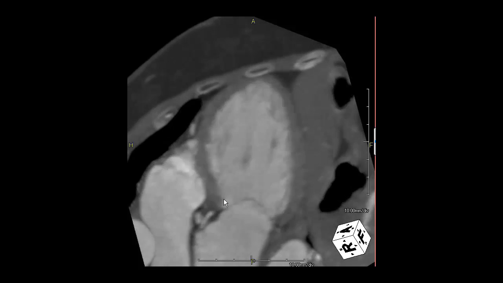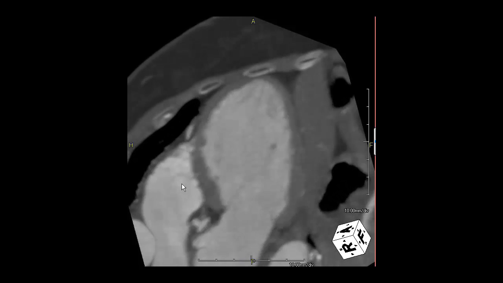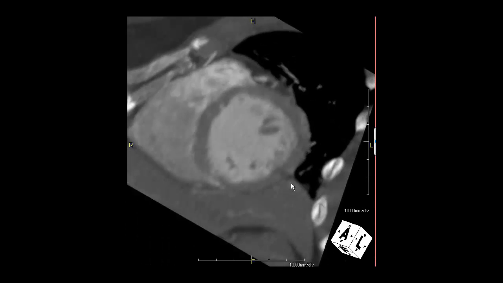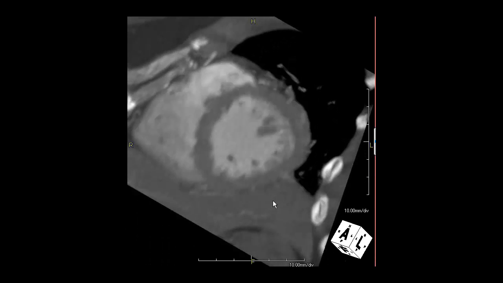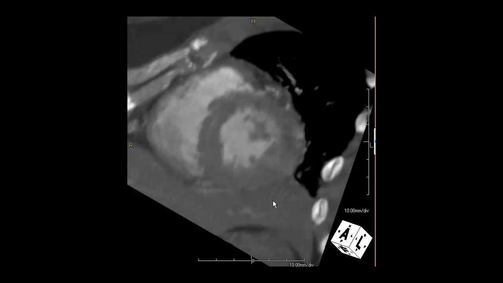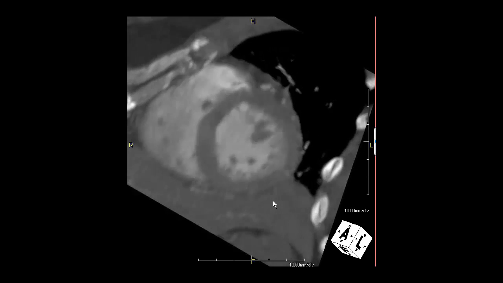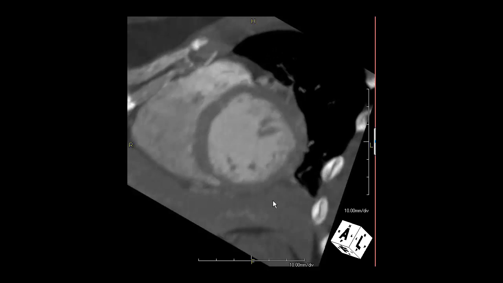This is a vertical long axis view demonstrating again normal function involving the anterior wall, the apex, and the inferior wall. Finally, turning to a short axis view, left ventricle appears to be of normal size. There's no clear evidence of left ventricular hypertrophy. The right ventricle likewise is of normal size and normal function.